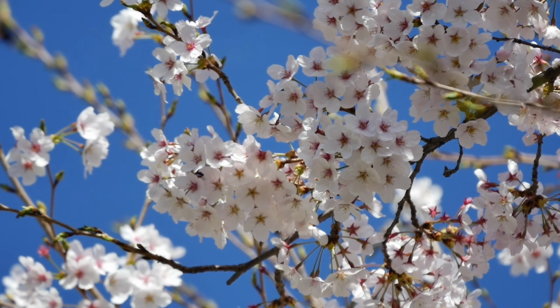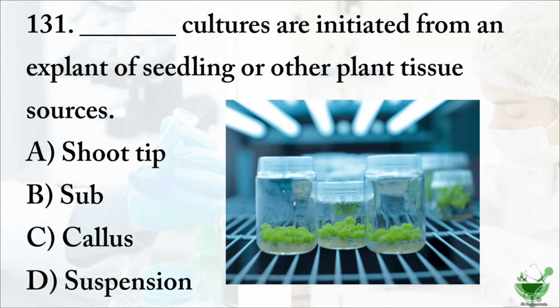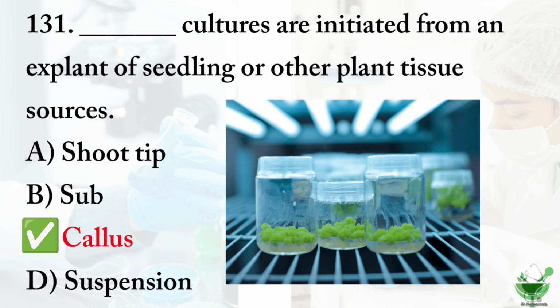In this video, let's start from question number 131. Question number 131. Dash cultures are initiated from an explant of seedling or other plant tissue sources. Option A, shoot tip. Option B, subculture. Option C, callus. Option D, suspension. So the correct option is callus cultures.